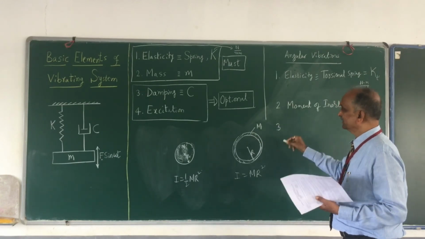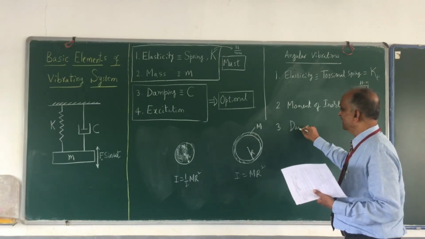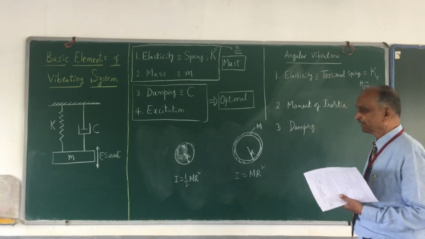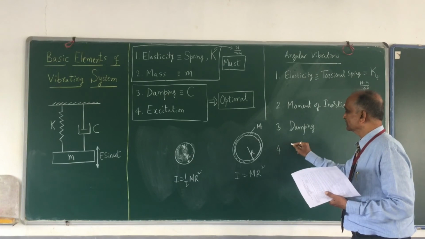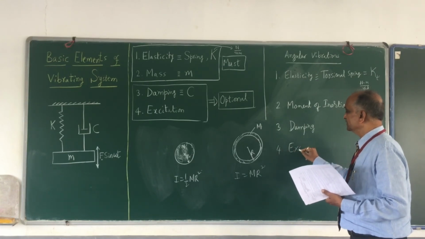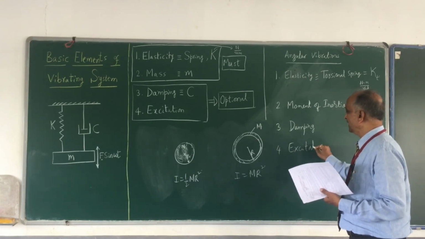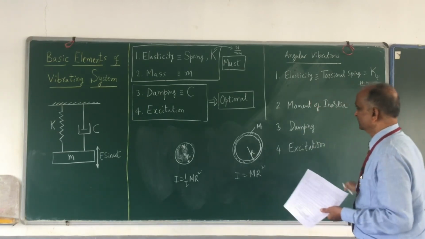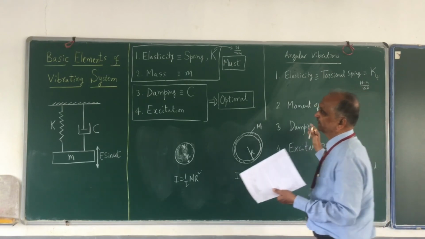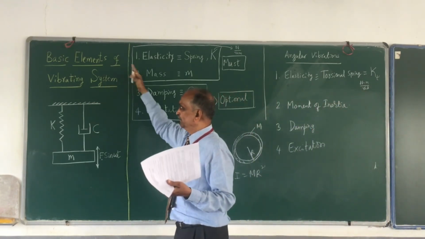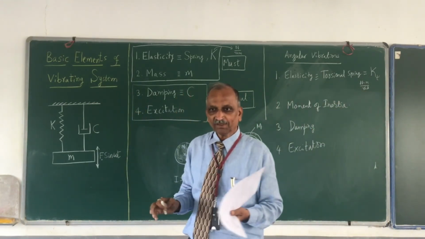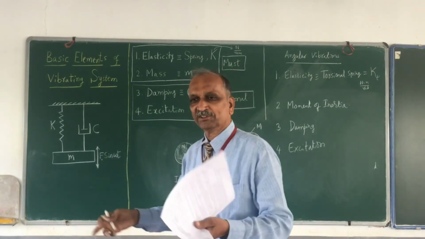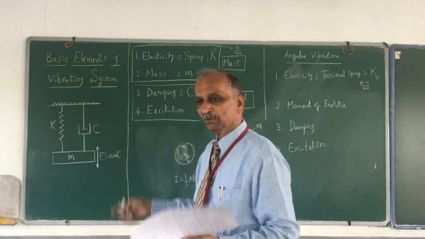And number 3, damping. This is again called torsional damping. And number 4, what is called excitation. Instead of force, here we will have the torque or couple. So these are the 4 components which are required to build any vibration system. I hope you have understood. Using this, we shall build various systems and then try to analyze them.